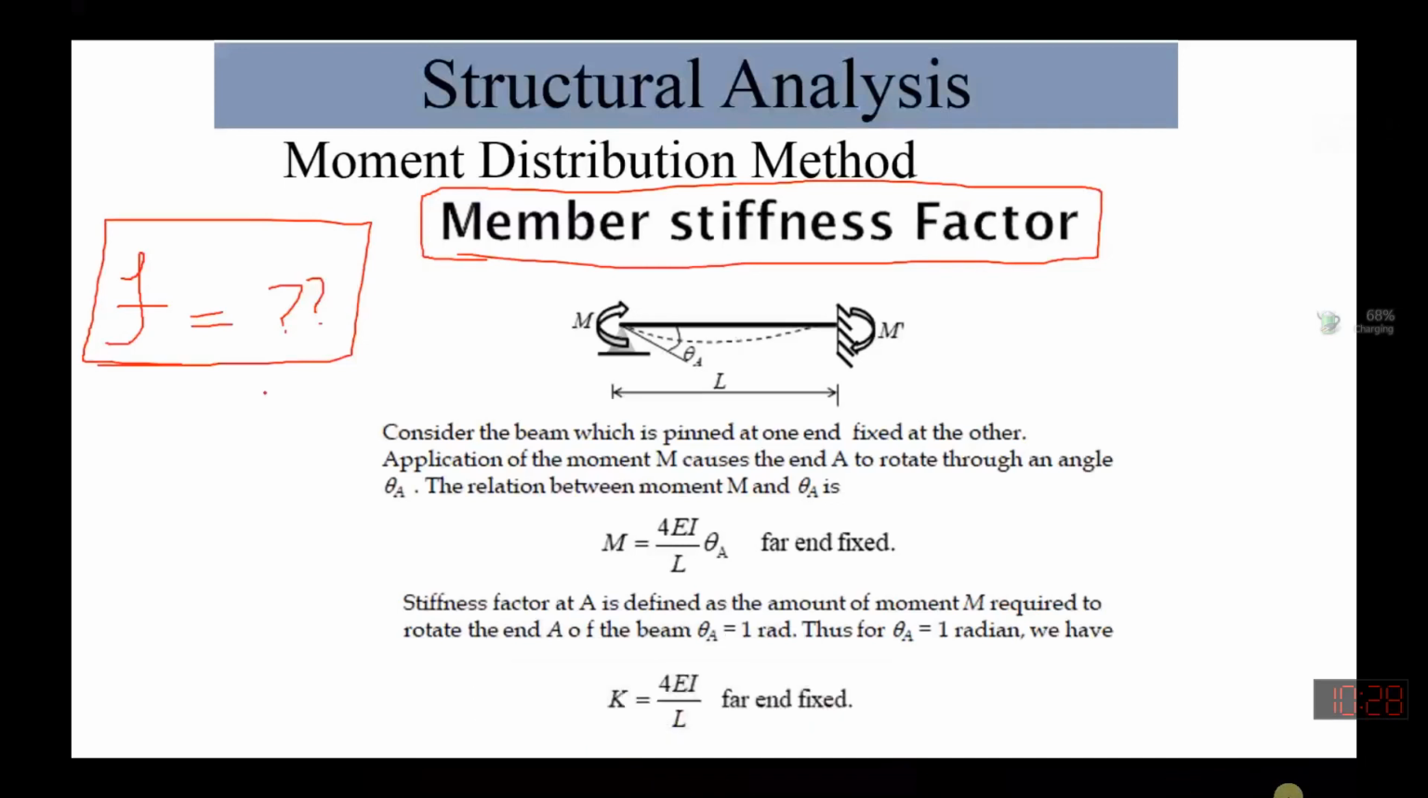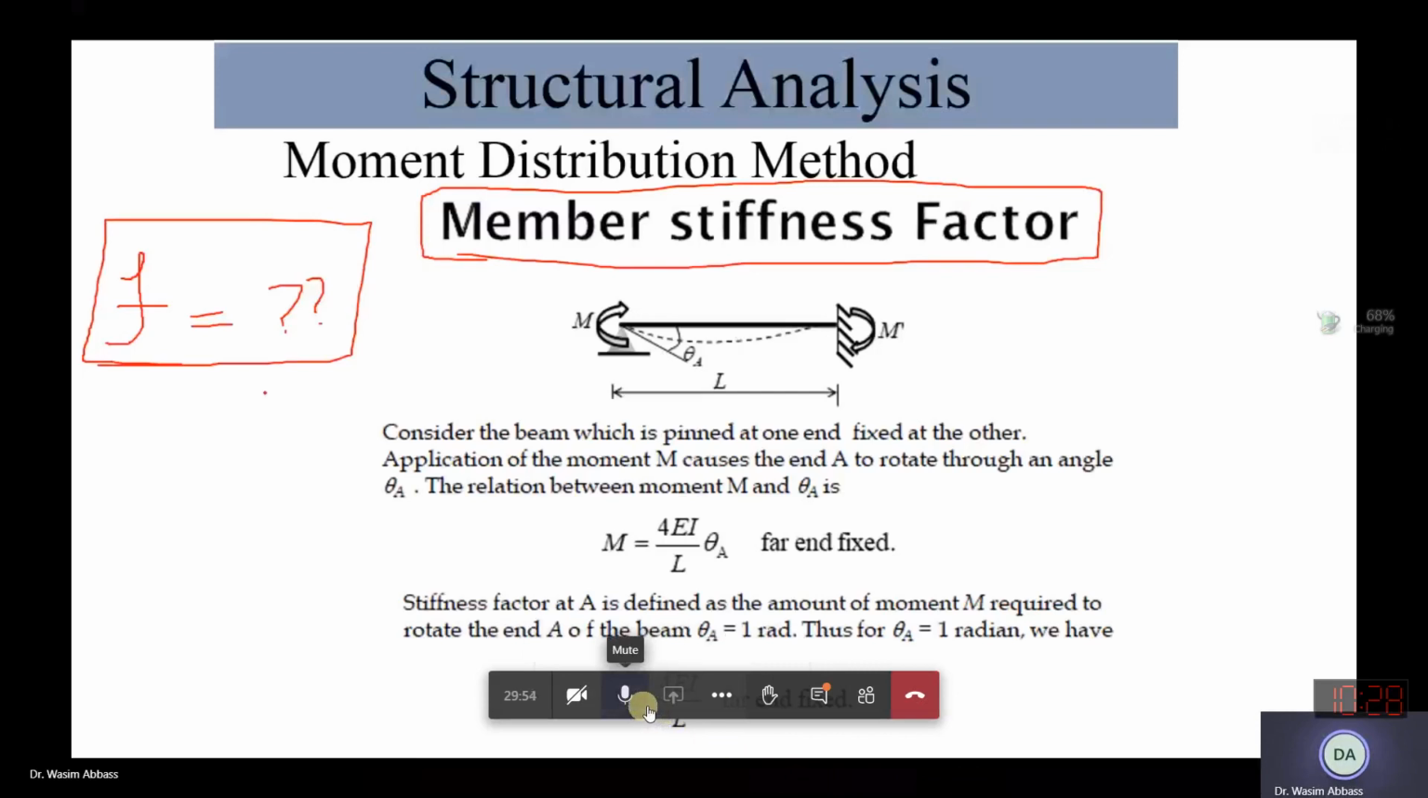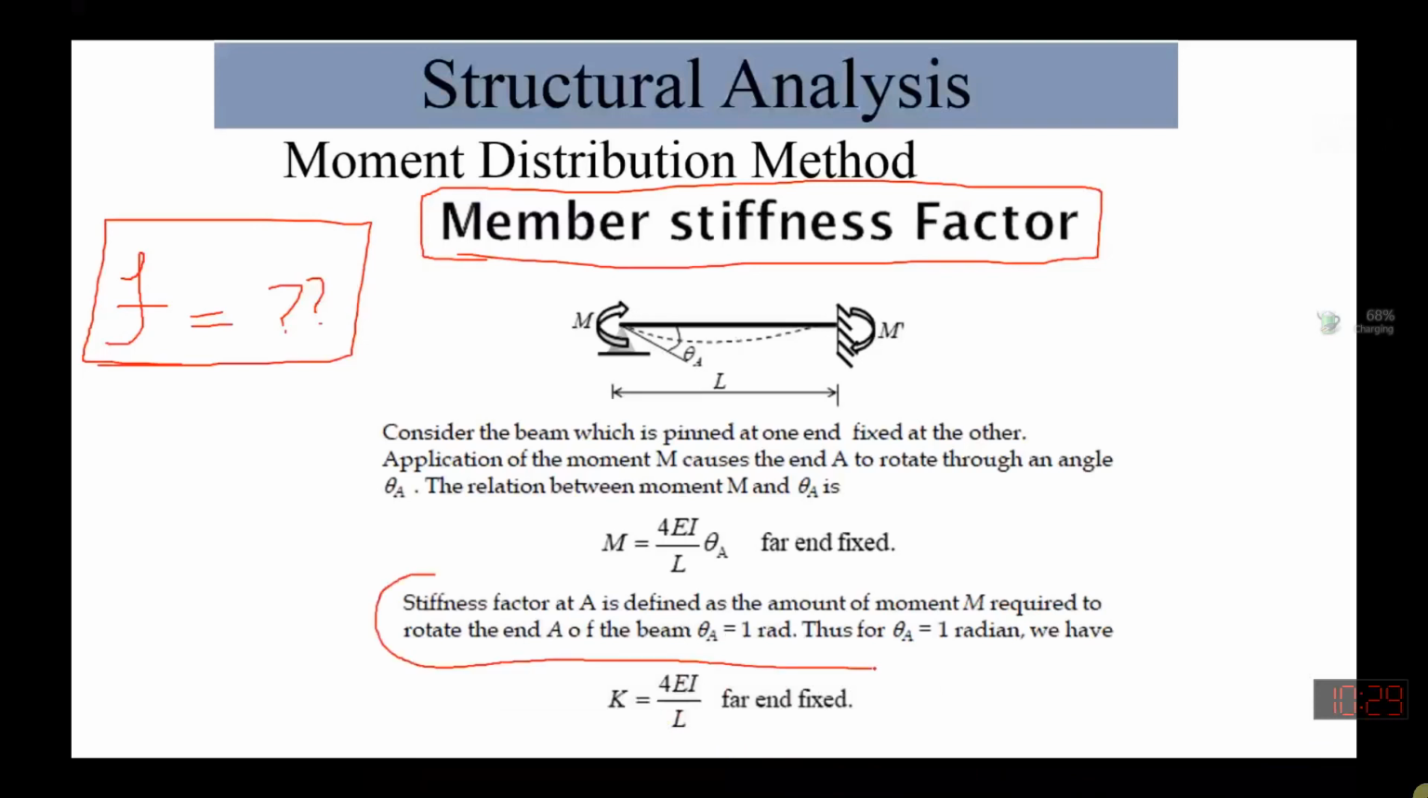Now, this is basically displacement generated due to unit applied load. And its reverse is actually stiffness factor. That it is the amount of moment required to produce unit deformation. So stiffness factor is defined as the amount of moment required to rotate this end A of the beam, theta A equals to 1 radian.